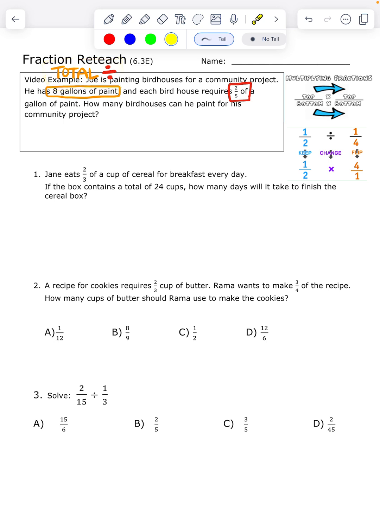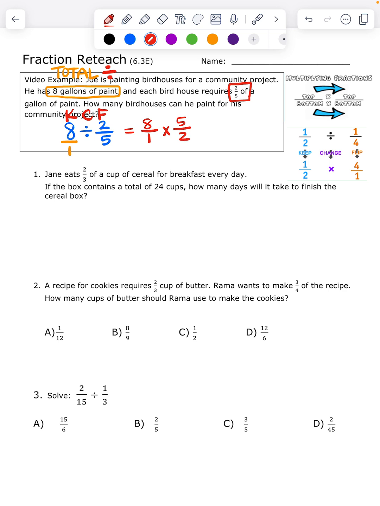Knowing total is dividing. So I'm going to start with my total of 8 gallons. And I am going to divide by each birdhouse. So each birdhouse was 2/5 of a gallon. Well, I know that whole numbers like 8 go over 1 to make them fraction friendly. And remember, the rule for dividing was keep, change, flip. So I'm going to keep 8 over 1. I'm going to change my division to multiplication. And I'm going to flip my fraction over to be 5 over 2.